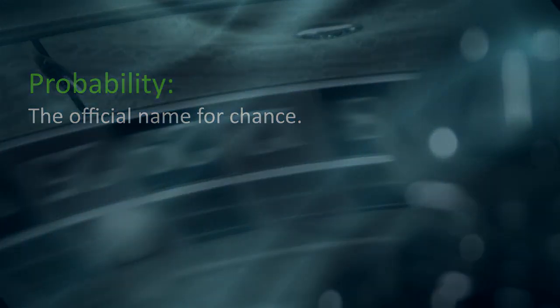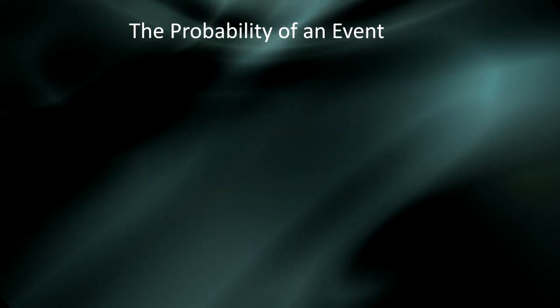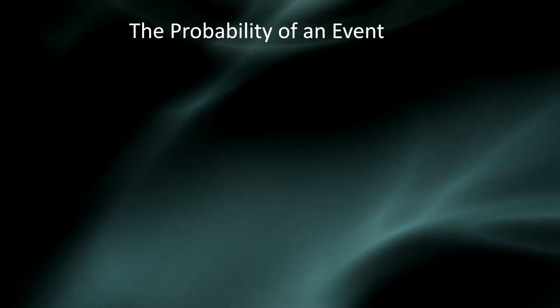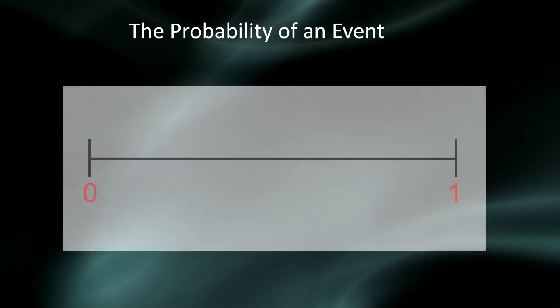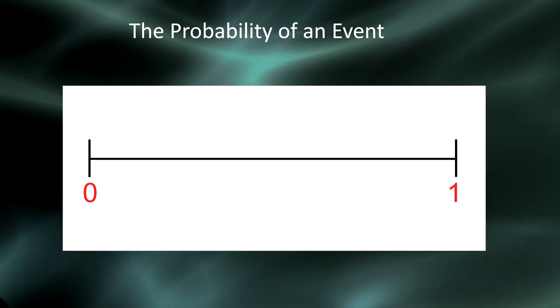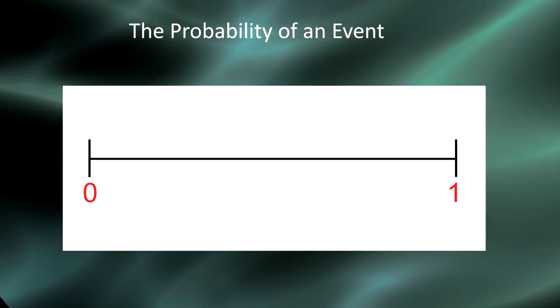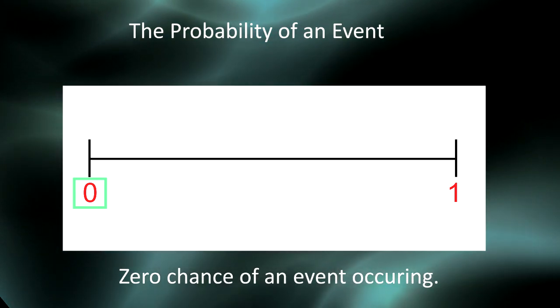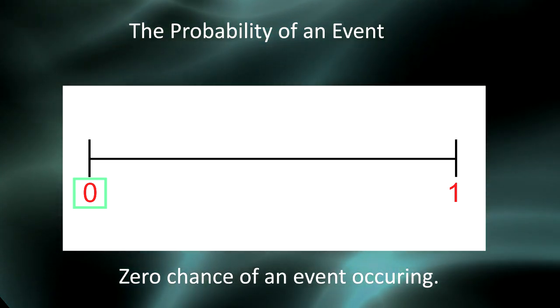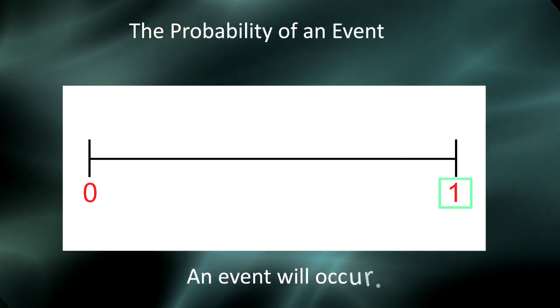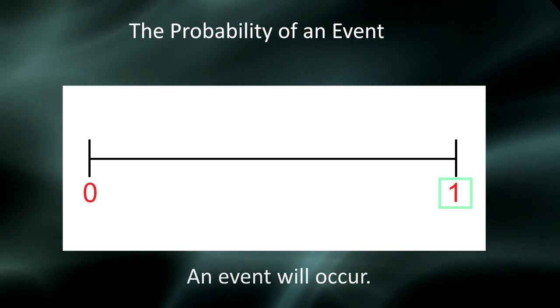So what values can the probability of an event take? And what does the value tell us about the likelihood of the event occurring? The probability of an event ranges from 0 to 1. Let's start with those extremes, 0 and 1. A probability of 0 means that the event has 0 chance of happening. It will never occur. An event has a probability of 1 if it will occur for certain.